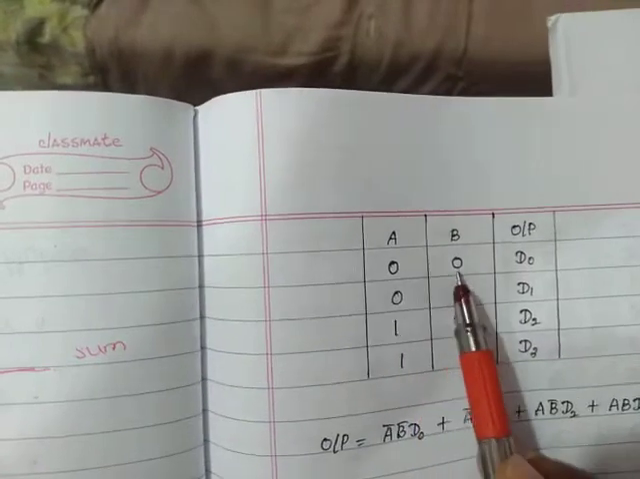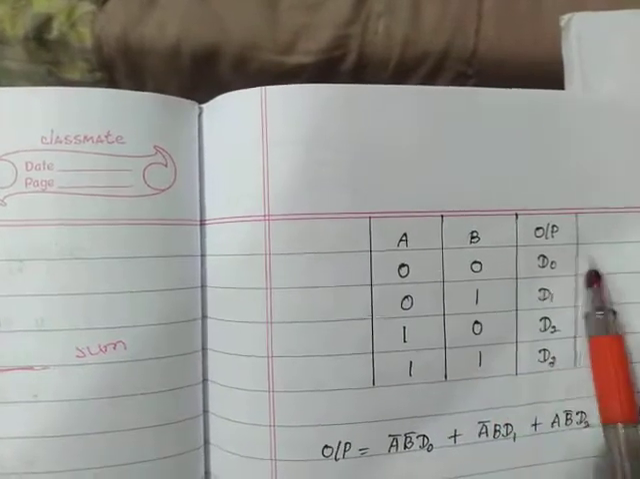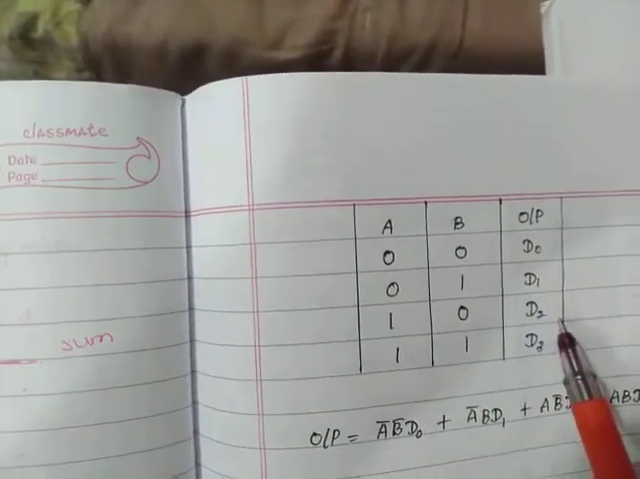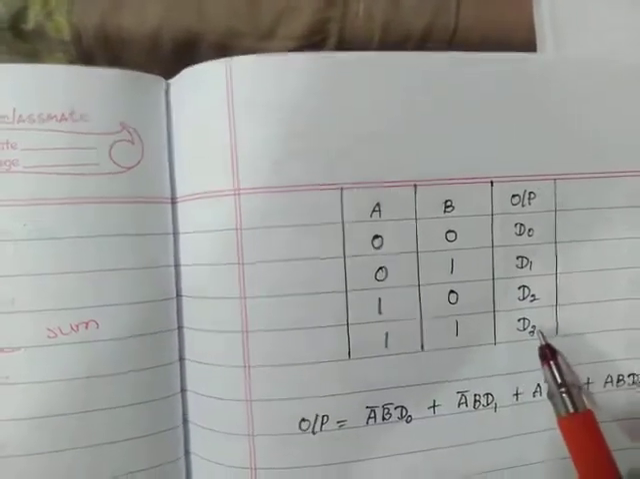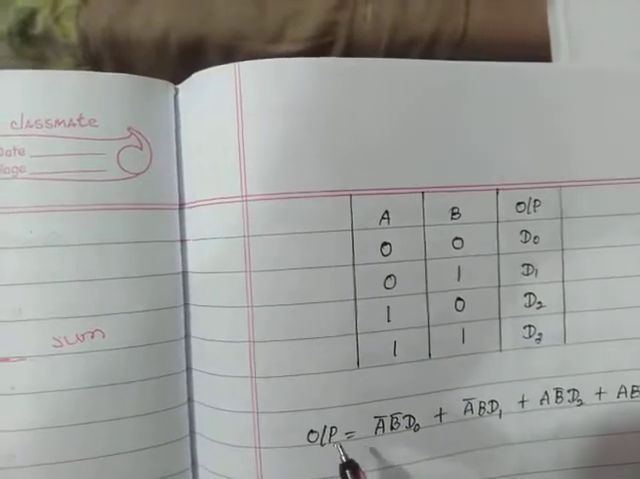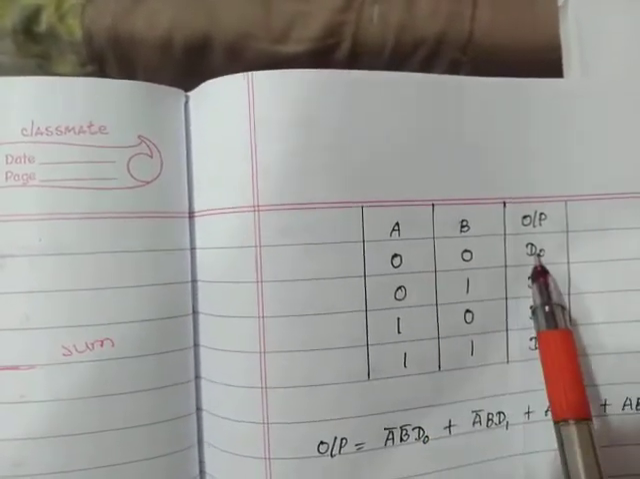Here the different types of combinations will be there: 0 0, 0 1, 1 0, 1 1. Similarly, 0 0 means 0, that is D0; 0 1 means 1, D1; 1 0 means 2, D2; 1 1 is nothing but 3, that's why it is called D3. Okay, overall output I should write, combiningly, here 0 0, D0.